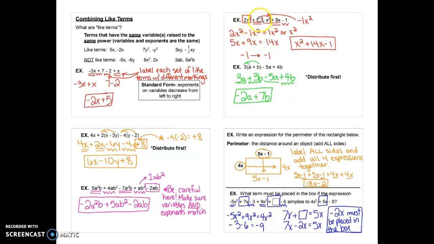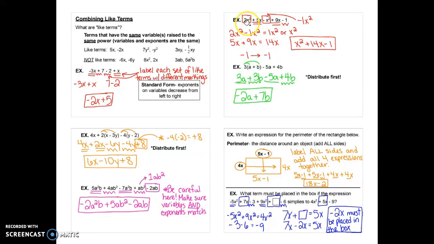Then we can mark our 5x and our 9x as like terms. Okay, so we put double lines under those. Our final term here then is a -1, and that's our constant, and there happens to be no other constants left over in this expression. That's perfectly fine. We just have to remember to carry this -1 to our final answer.